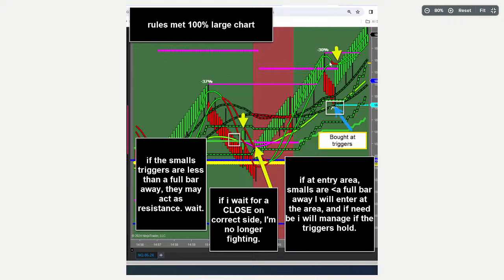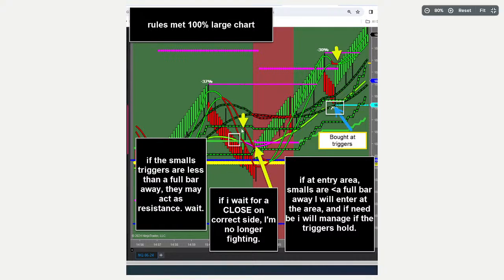If my small triggers are a full bar away when I reach the area, I'm going to enter at the area. Go through and study this, and I'm telling you right now, TLC, this little bit of patience will pay huge dividends on the NASDAQ.